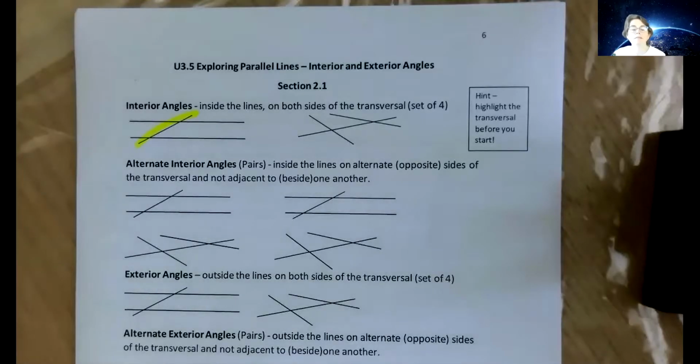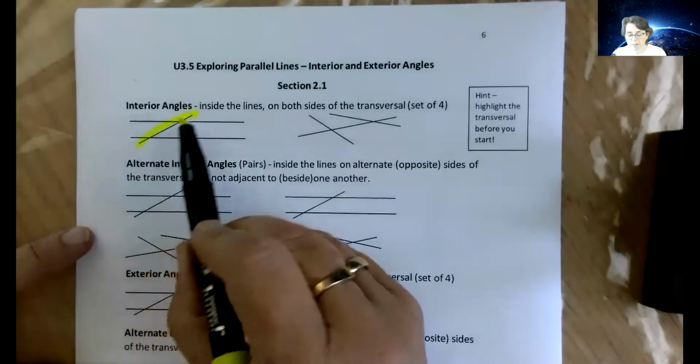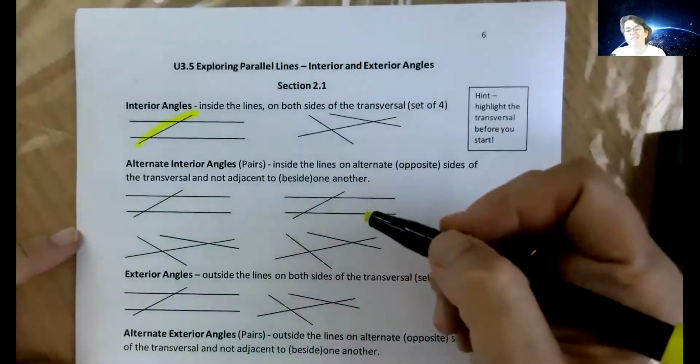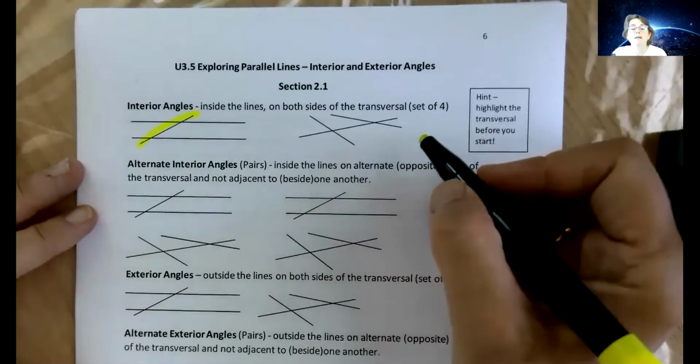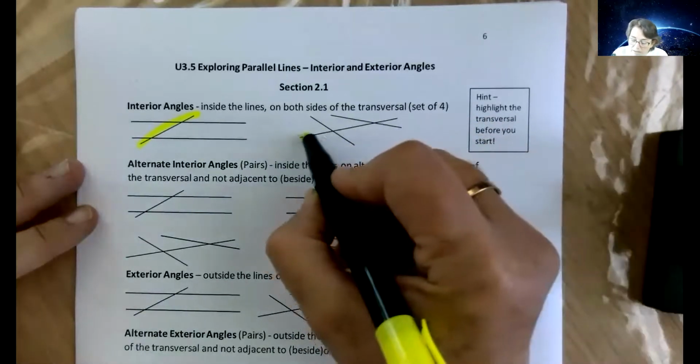Hi there, this is video U3.5 on interior and exterior angles. One of the things to make your life easy, with all of this work with angles and multiple lines, is to take your highlighter and highlight all the transversals. I already did the one on the parallel lines here, and that's always an easy one to find. But I find especially when you've got lines that aren't parallel, it makes life a lot easier.